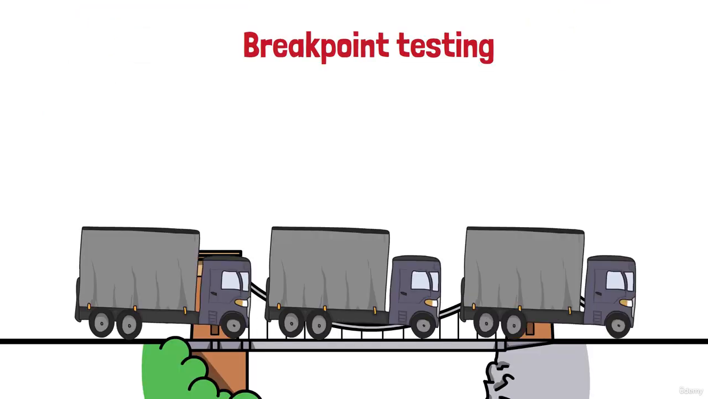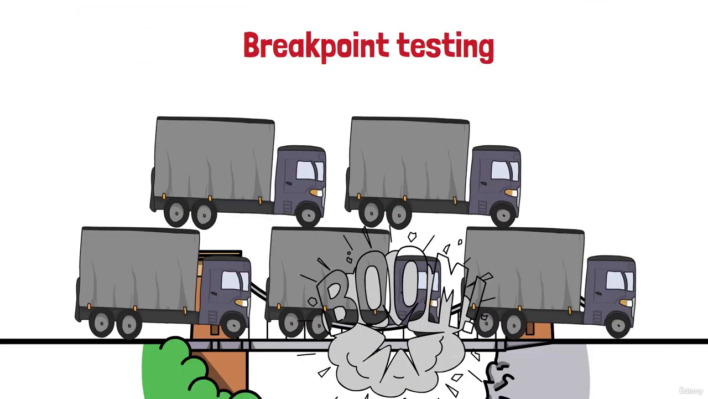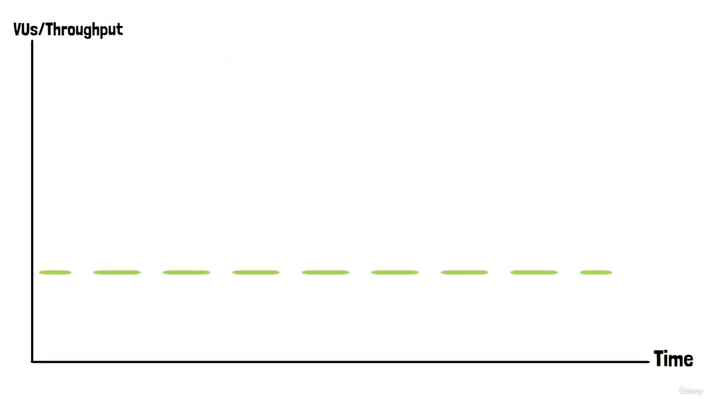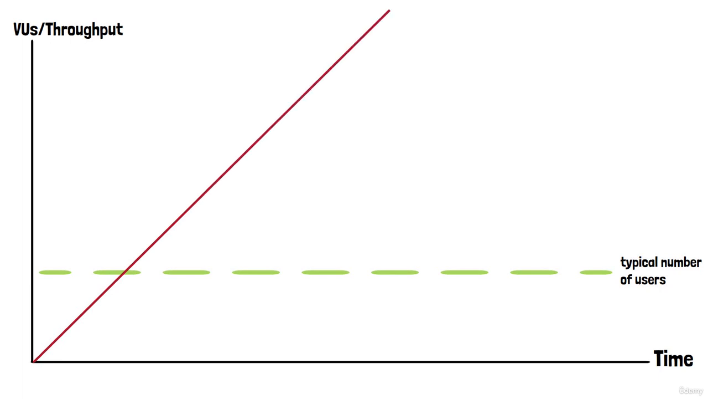If we were testing a bridge, we would be adding load to it until it collapses. The load needs to be gradually increased, similar to a load or a stress test. However, this breakpoint test has only one stage, which is essentially an almost infinite scale up. Let me show you how to configure this in k6.